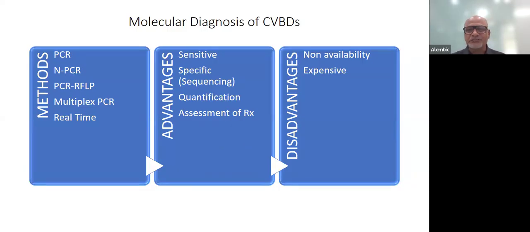So the current infection is detected. That is the advantage of molecular technique. There are different forms of molecular technique. As you can see on the screen, there is simple conventional PCR, nested PCR, then PCR-RFLP, multiplex PCR, by which, with one sample, you can differentiate different types of organism.